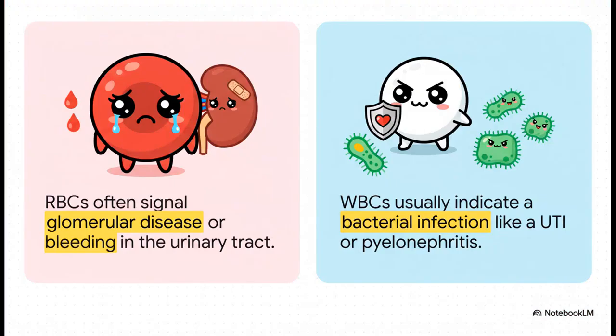Now, being able to tell these two apart is absolutely key. And while there's always some overlap, here's a good rule of thumb. RBCs often point toward a problem with the kidney's filter, glomerular disease, or a bleed somewhere in the tract. WBCs, on the other hand, especially when you see them hanging out with bacteria, are a huge indicator of a bacterial infection, like a common UTI or something more serious like pyelonephritis, which is a kidney infection.